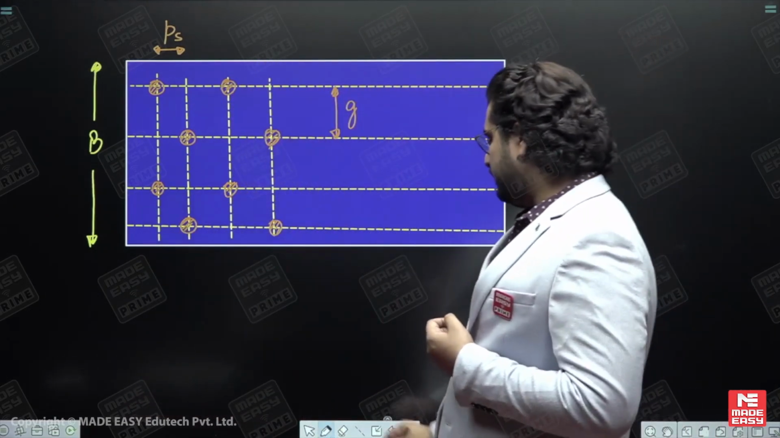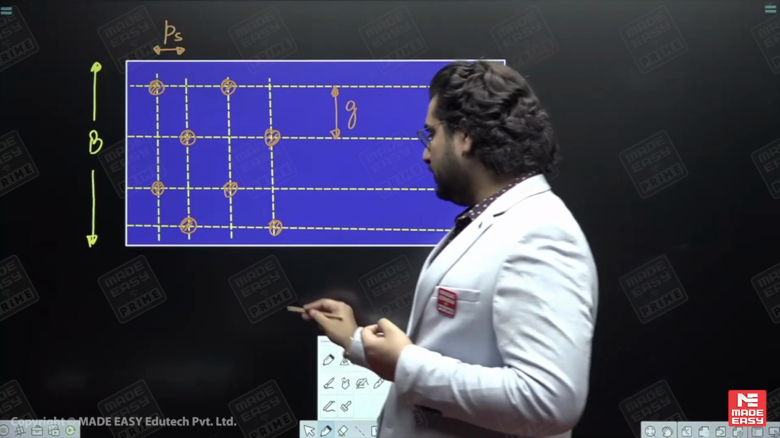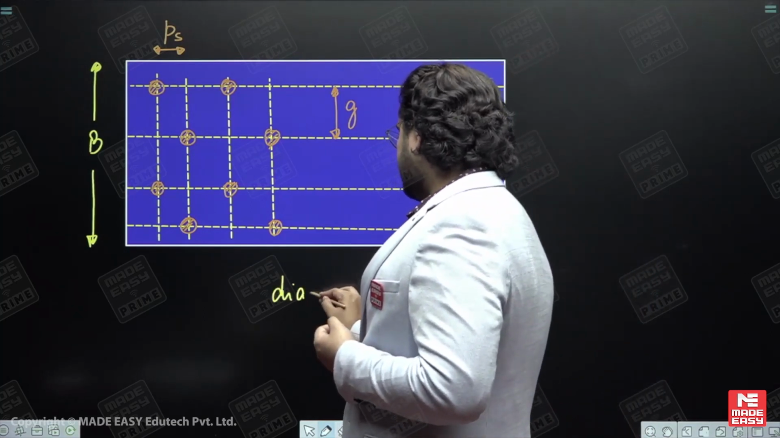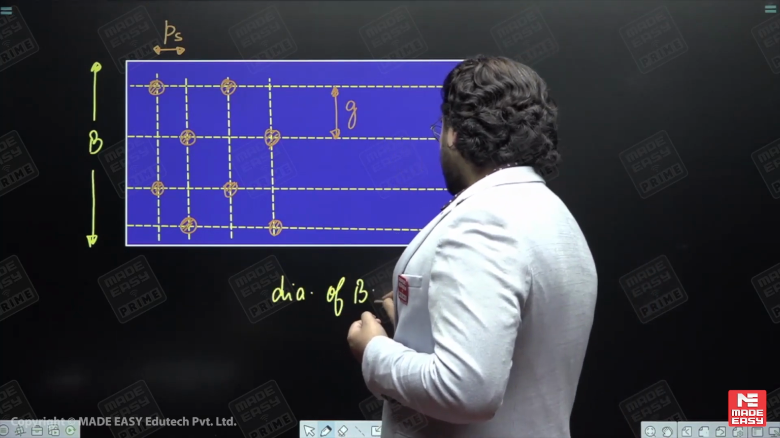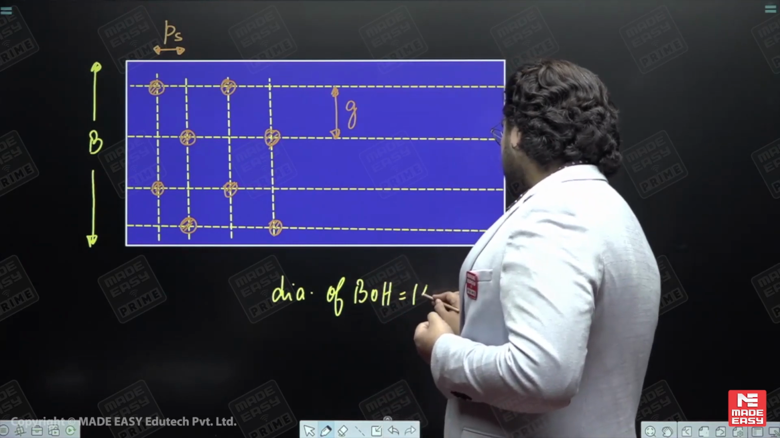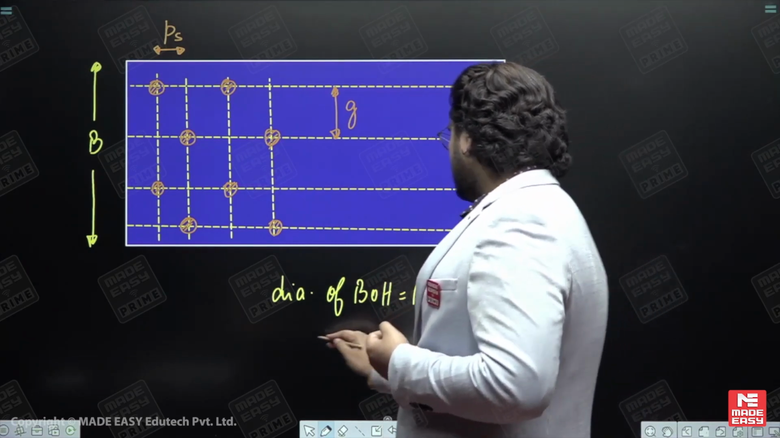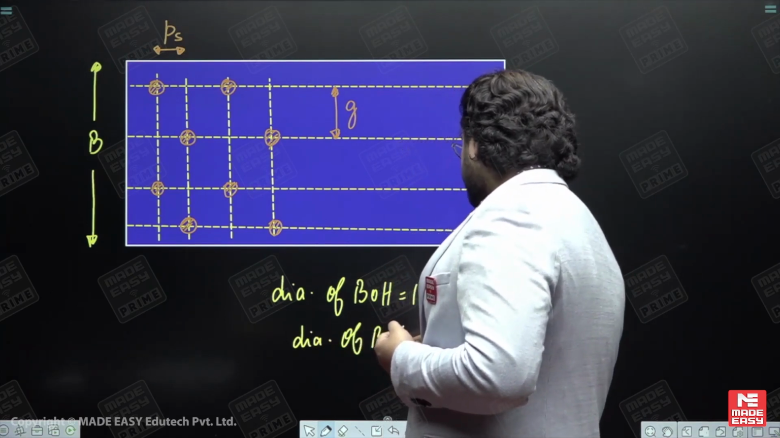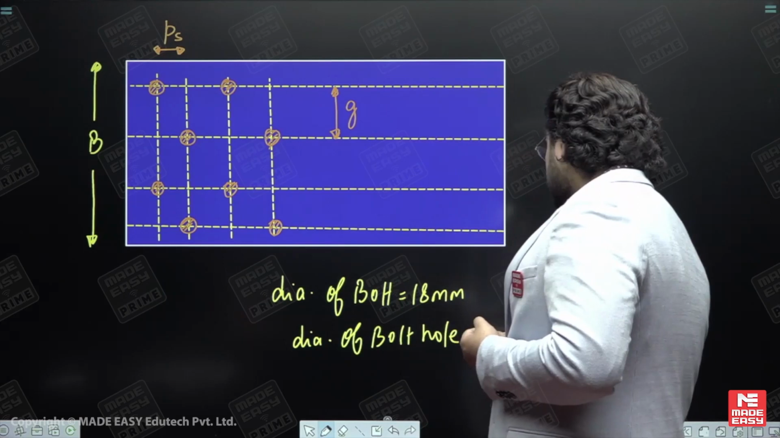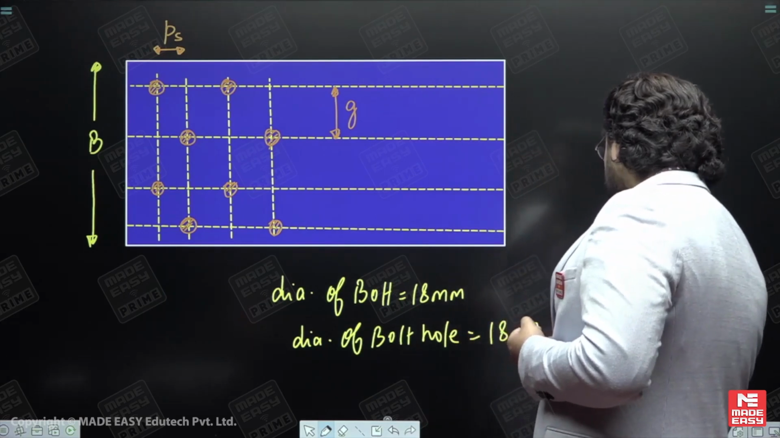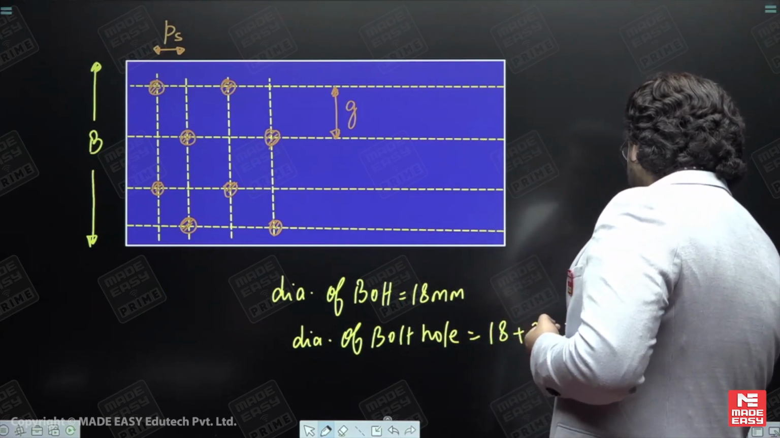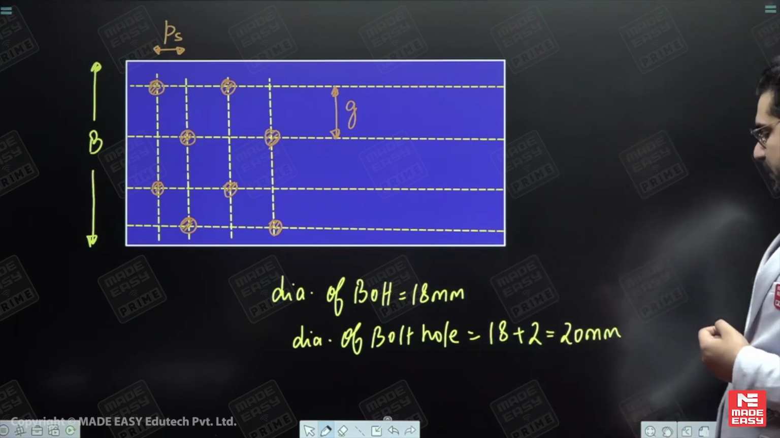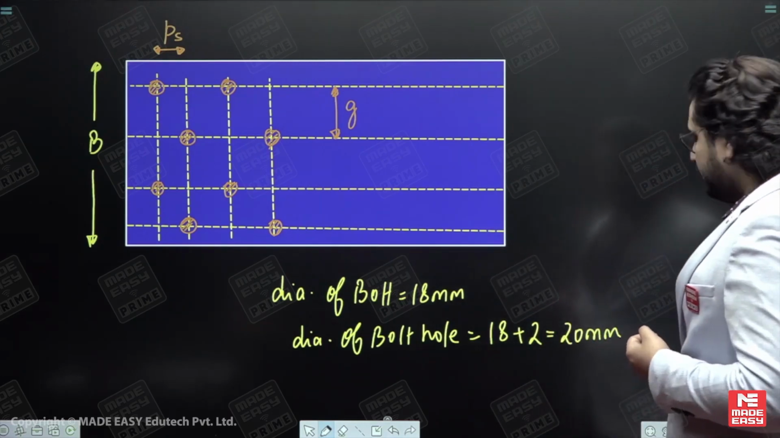What else do we require? We will be requiring the diameter of the bolt hole, as the diameter of the bolt is given. Diameter of bolt is given as how much? 18 millimeters. So what is the diameter of the bolt hole? It would be 18 plus the clearance we need to add. We add 2 millimeters, so the bolt hole diameter is 20 millimeters. Please cross check with the given figure.